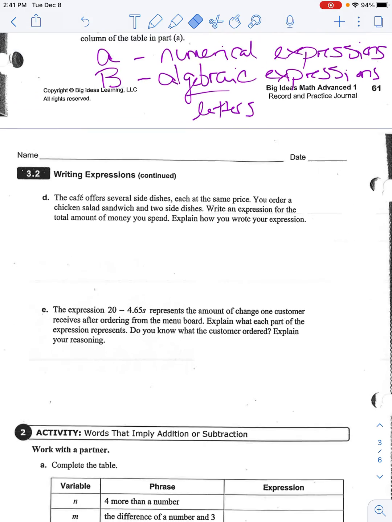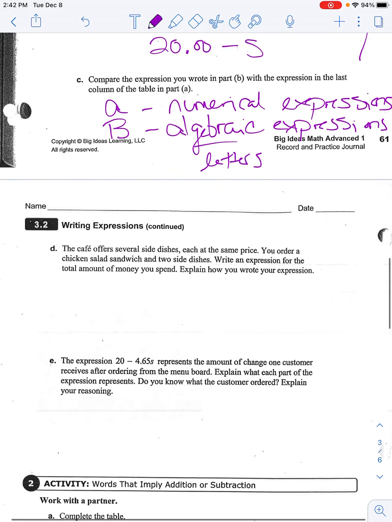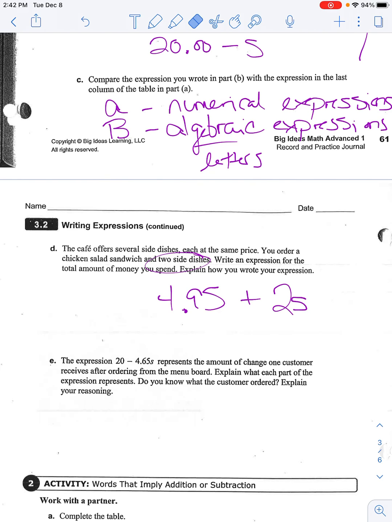Okay, so the chicken salad sandwich is $4.95. So we'll start with that. Plus, we're ordering 2 side dishes. So we're not sure how much the side dishes are, but we know we want 2 of them. So 2 times however much those side dishes are. Again, that's an S and not a 5. I'm not sure why my S's look like 5s. Okay. And then just make sure and write S equals side dish.